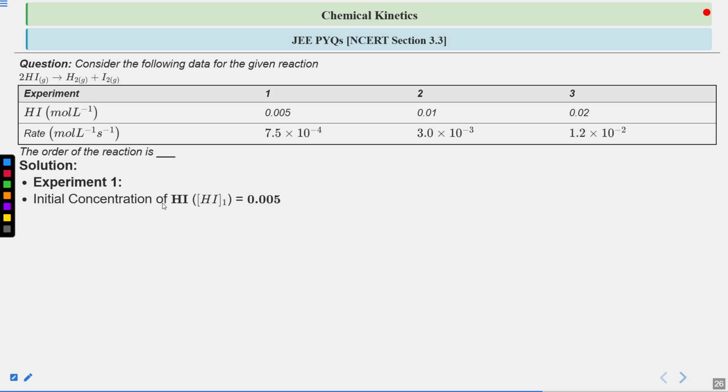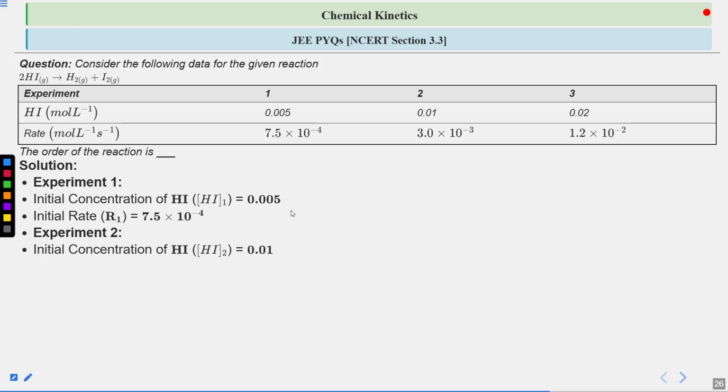We use experiment 1, where the initial concentration of HI is given as 0.005. The initial rate for this concentration is given as 7.5 times 10 to the power minus 4. We use experiment 2, where the initial concentration of HI, represented by HI2, is 0.01, and the initial rate for this is given as R2 equals 3 times 10 to the power minus 3.